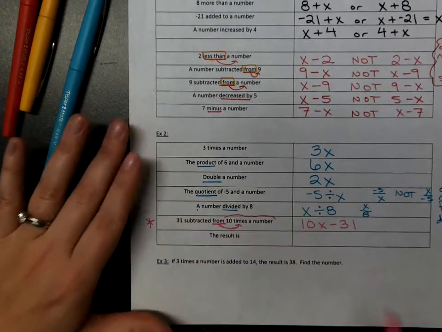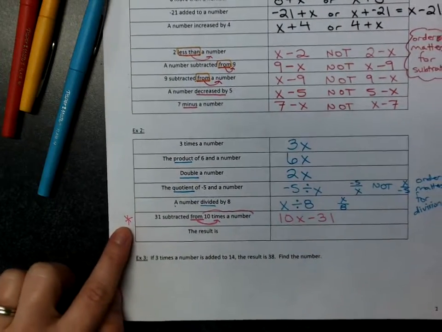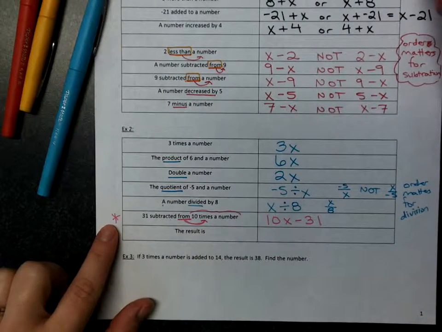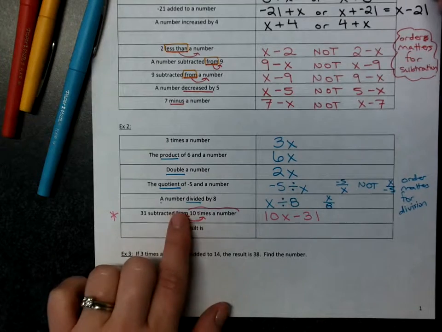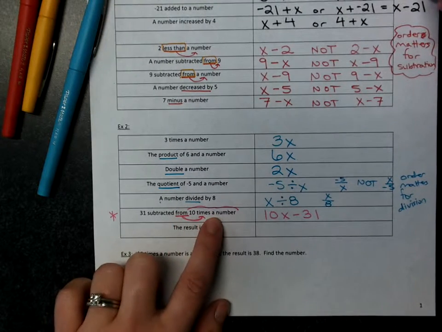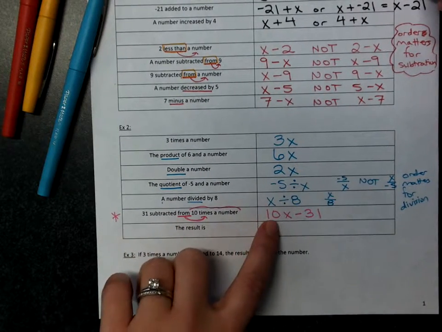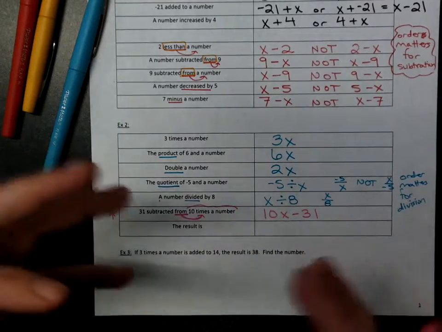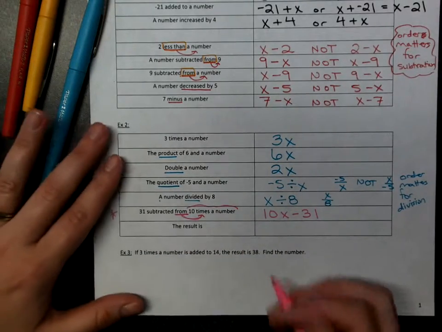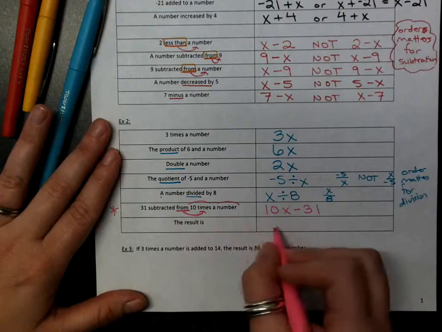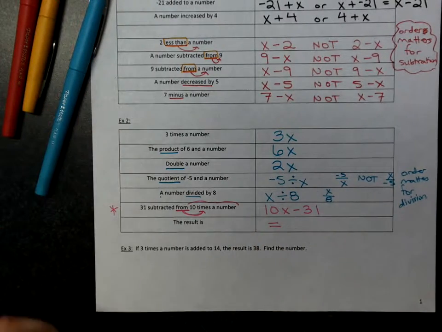You might want to put a star by that one. That's a very common expression that's easy to get switched around. But when you see the word from, you have to put whatever is second first. And 10 times a number is one piece. And then finally, if you see the result is, that indicates an equal sign.